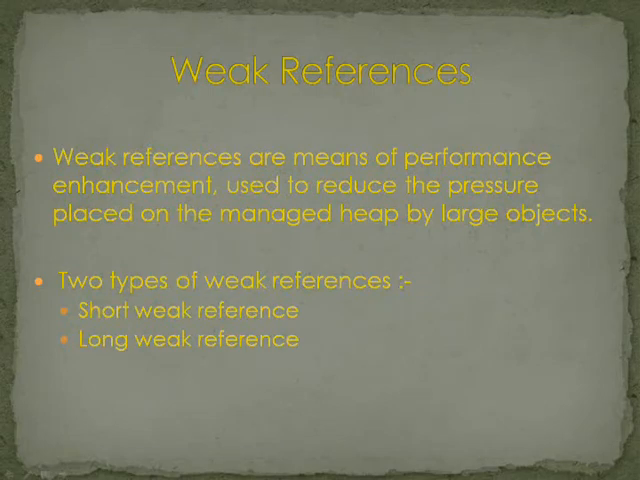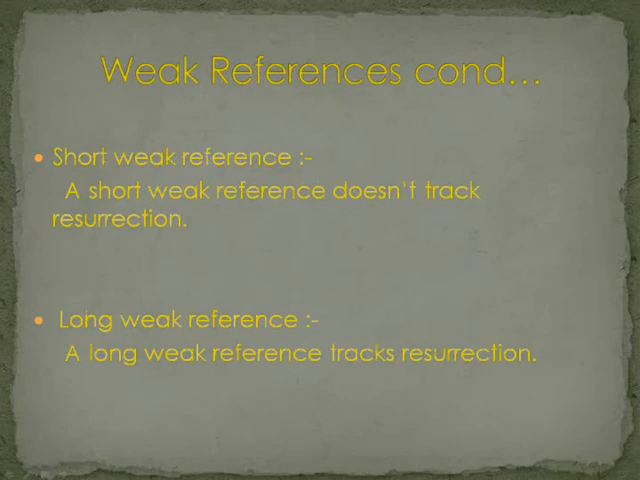The managed heap contains two internal data structures whose sole purpose is to manage weak references: the short weak reference table and the long weak reference table. Weak references are of two types: short weak reference and long weak reference. A short weak reference doesn't track resurrection. The object, which has a short weak reference to itself, is collected immediately without running its finalization method.